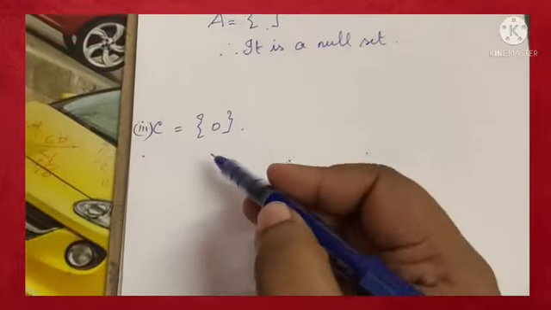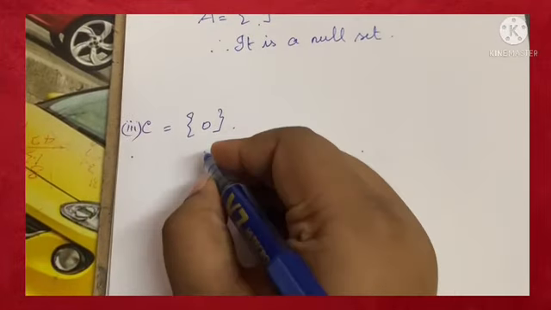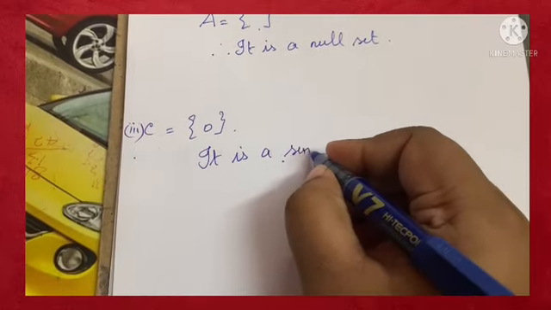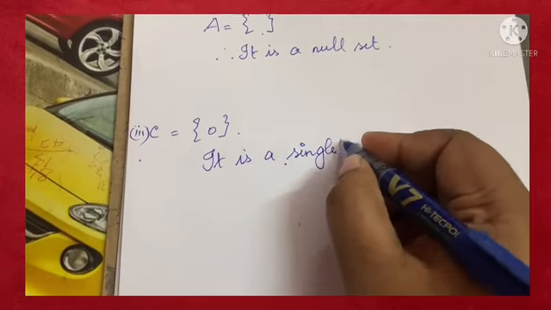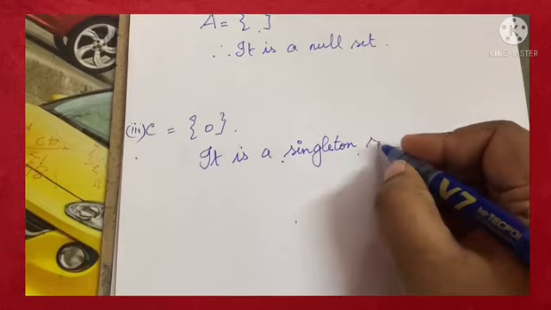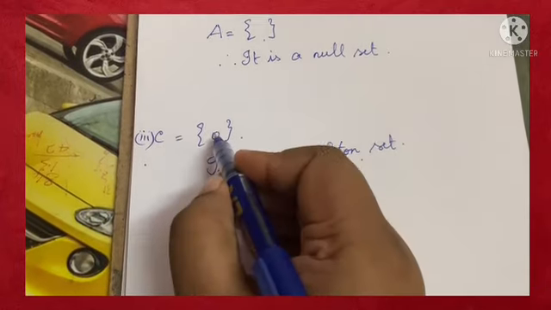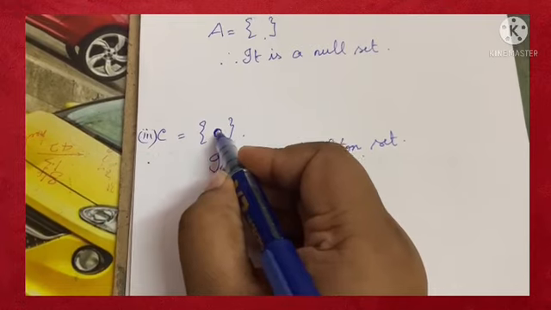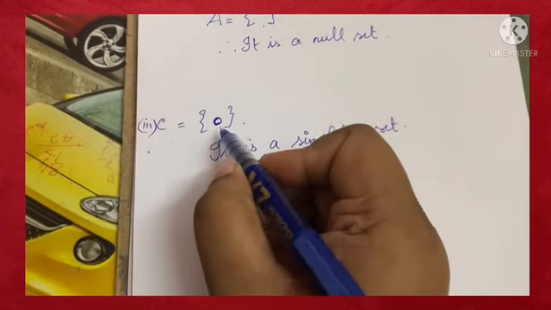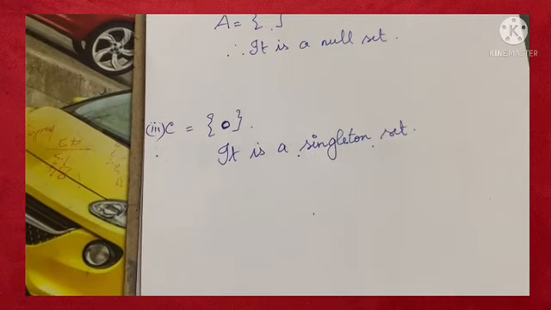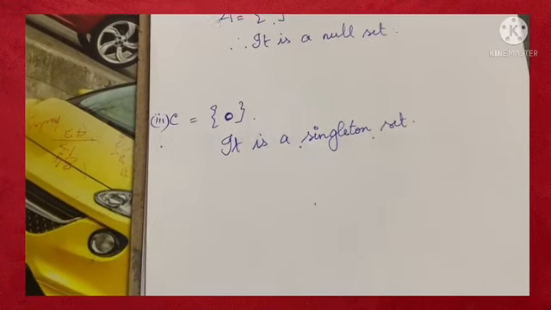Okay, by seeing your question, obviously you can say it is a singleton set. Don't say it is null. Meaning of 0 is a number. So it is one number present in the set. So we call it as a singleton set.